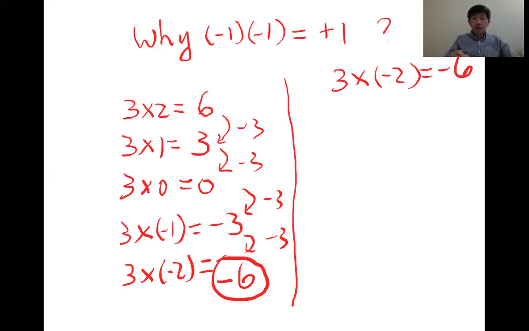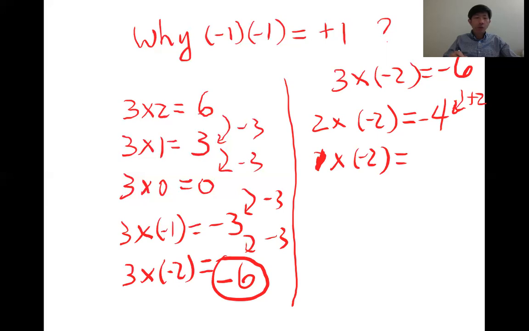Now if I have 2 times negative 2, which is equal to how many? Negative 4. Is that right? So here it increases by 2. Next will be 1 times negative 2, which is negative 2. Again, it increases by 2, right? So 3, 2, 1. Next one is 0. So 0 times negative 2 is 0, because it increases by 2 again.